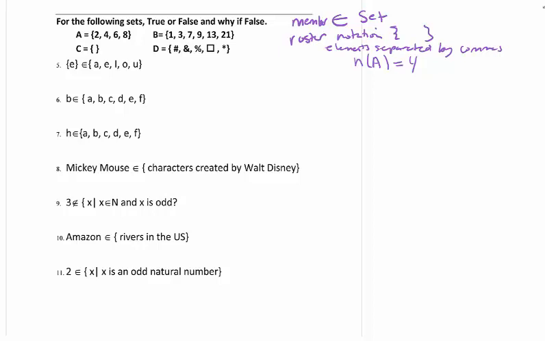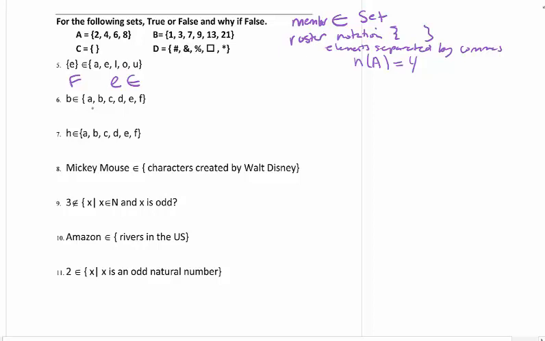So starting with number 5, we have the set E is an element of the set A, E, I, O, U, which is our vowels. My answer here should be false. To make this true, it should have been E is an element, because E is a member of that set.